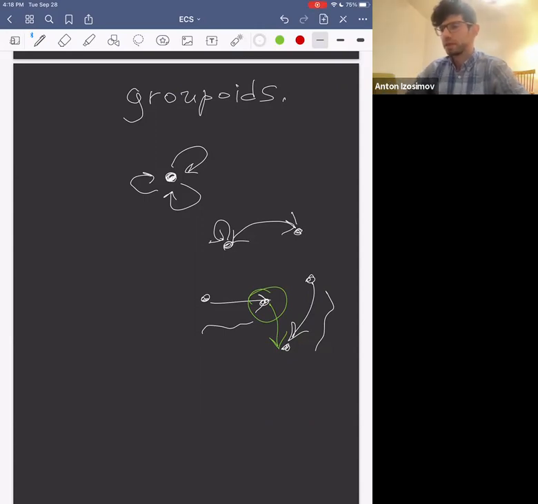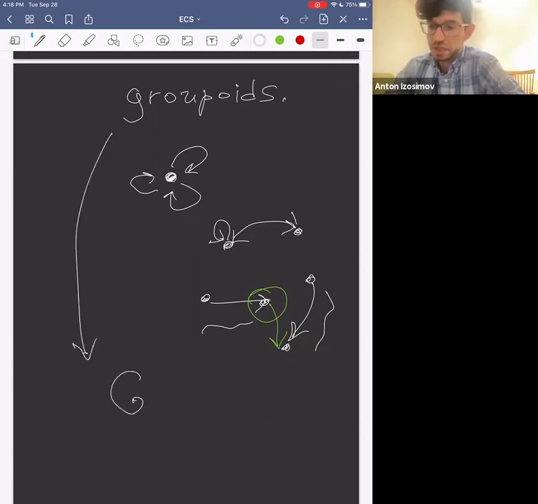So a groupoid is, again, well, some kind of a set, but on this set you have a product operation, but it's not always possible to multiply things. But it is exactly possible when there is a condition like this.